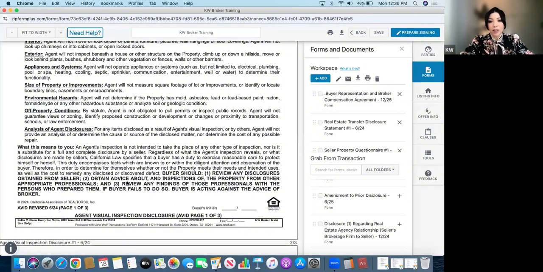So it's always very difficult with agents because we want to be helpful. And that usually is when agents get into trouble, is kind of going outside of what the scope of their duty is.